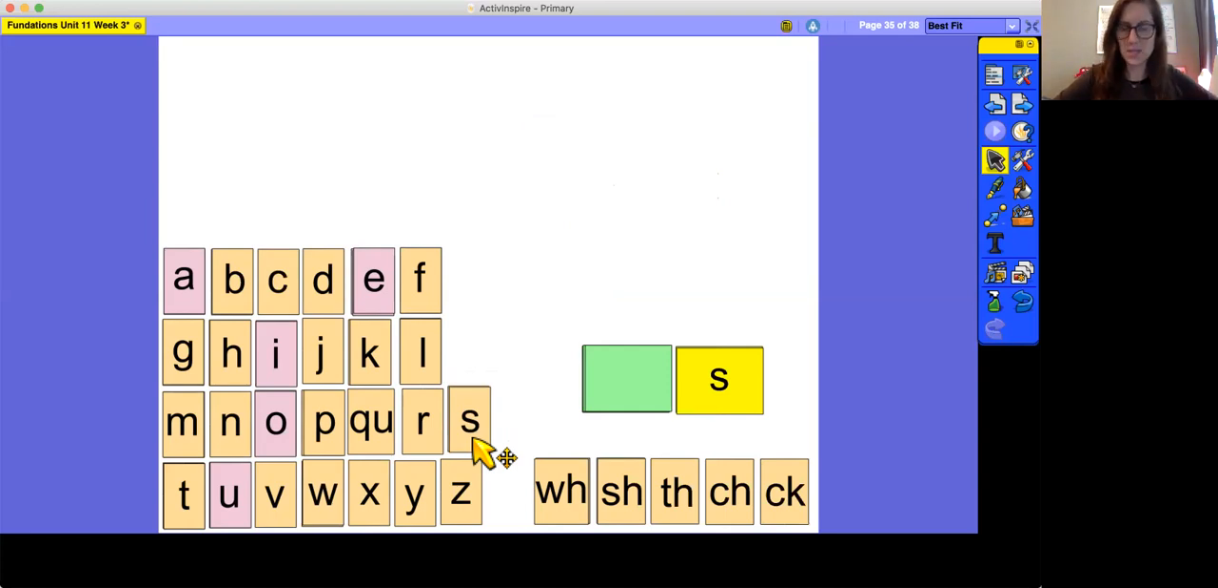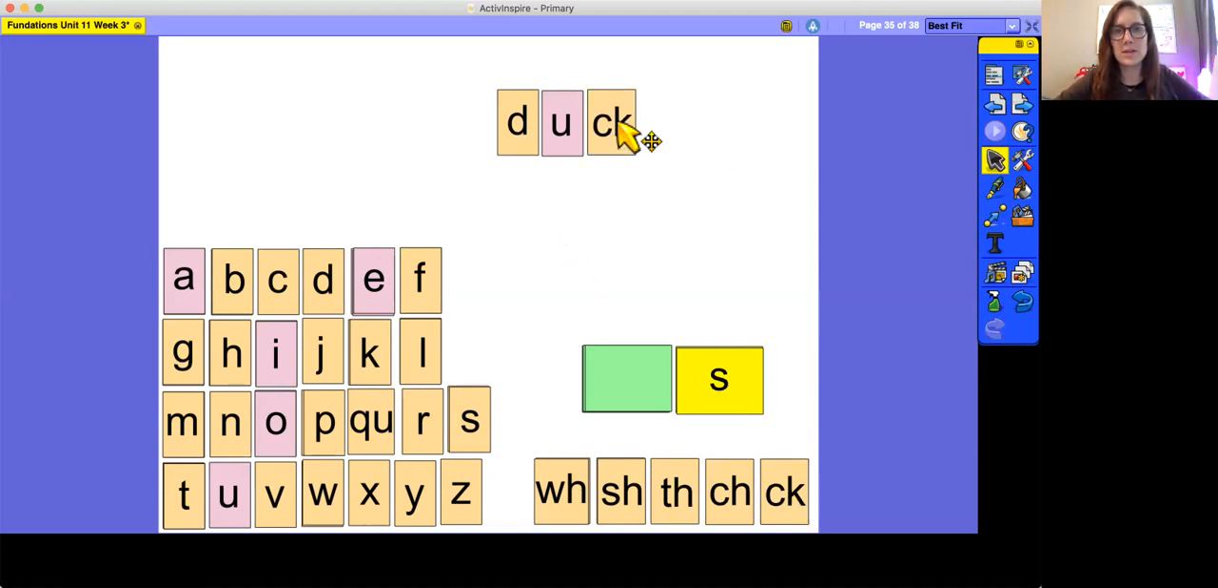Now let's make the word ducks. Base word is duck. D-u-k, duck. D says d. U says u. k. When the k sound is at the end of a word, do we use C, K, or CK? CK, good job. So now I have the word duck. D-u-k, duck. How do I make this into the word ducks? That's right, I add the suffix S. So now it says ducks.